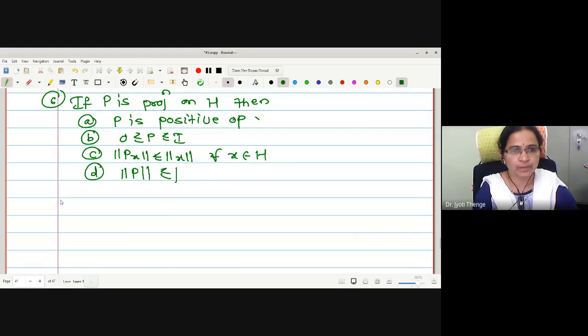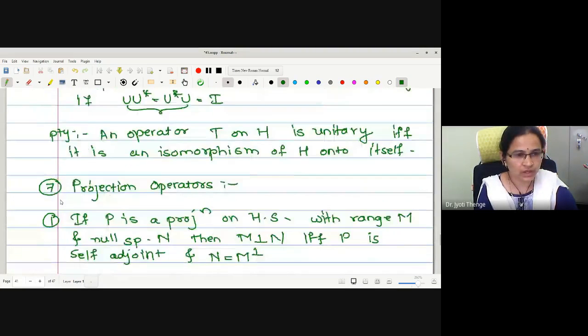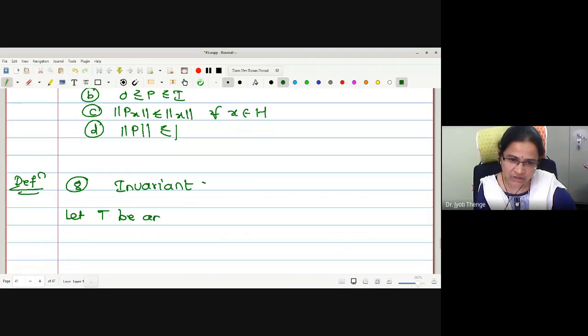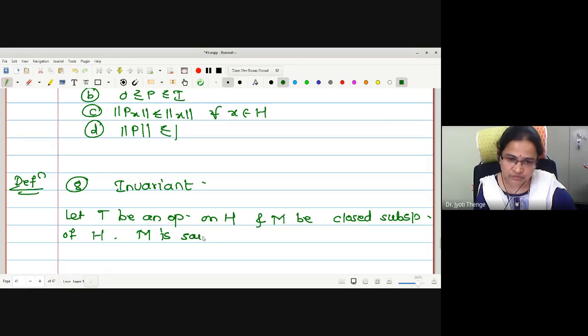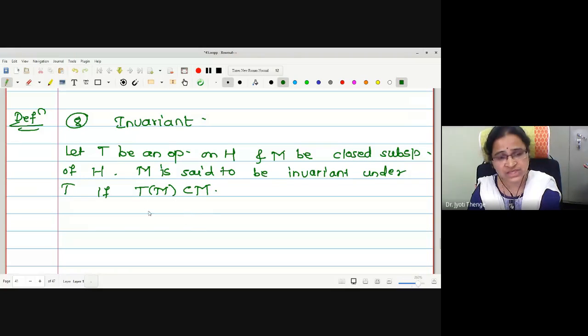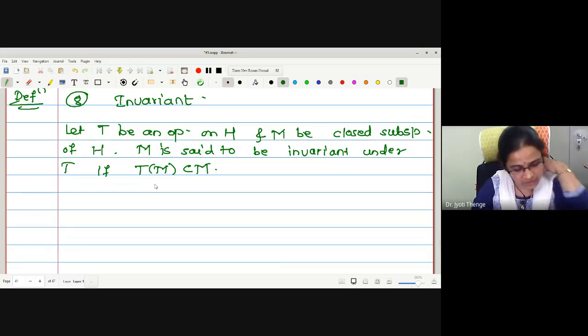These are some of the important properties I have mentioned today for all those operators. Okay, next, definition number 8: invariant operator. What does invariant tell us? Let T be an operator on Hilbert space H and M be a closed subspace of H. M is said to be invariant under T if TM is contained in M. That is, if the image of this closed linear subspace is contained in M itself, then we say that M is invariant under T.